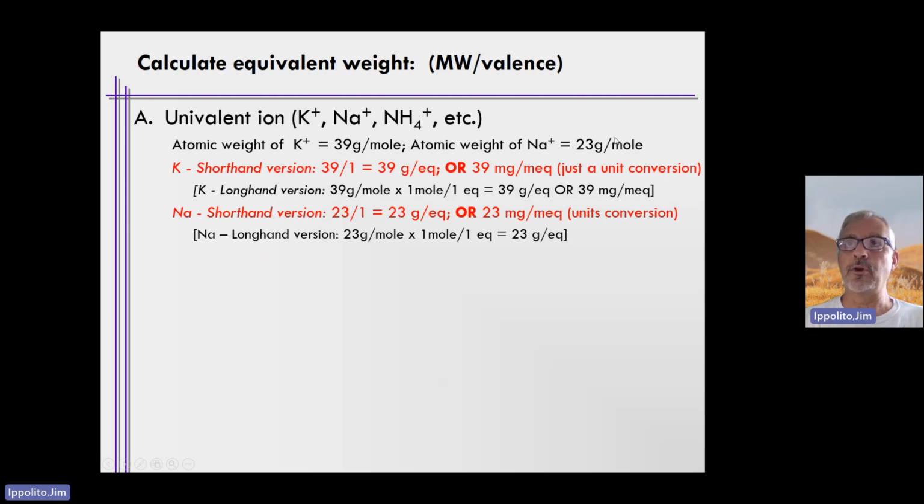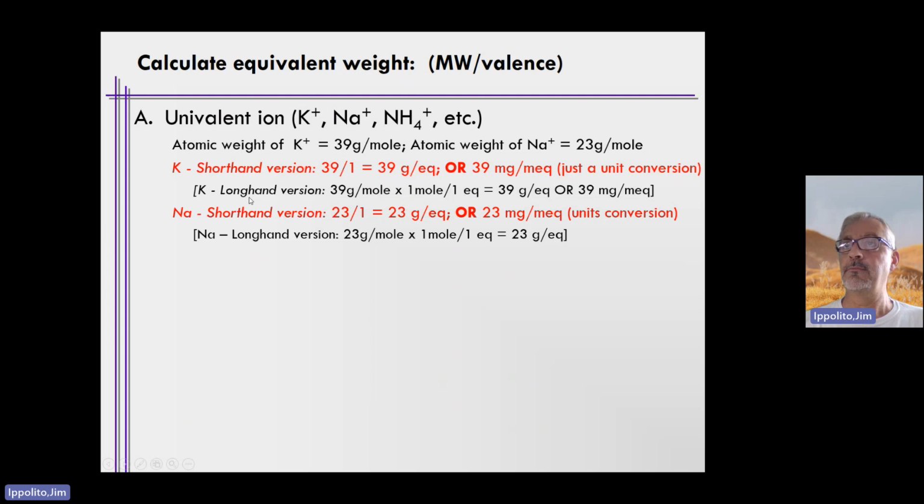And then here is the shorthand version. I like the shorthand version. I used to teach the longhand version, and I present the longhand version for those students that are taking this class online that want to see how I came up with the value. But the shorthand version is really simple. Simply the atomic weight divided by the valence. For potassium, it's 39 divided by 1. And the units that you end up with are 39 grams per equivalent. And if you want to convert this, it's the same thing as 39 milligrams per milliequivalent. It's just a unit conversion, right? There's 1,000 milligrams per gram, and there's 1,000 milliequivalents per equivalent. So the value stays the same.